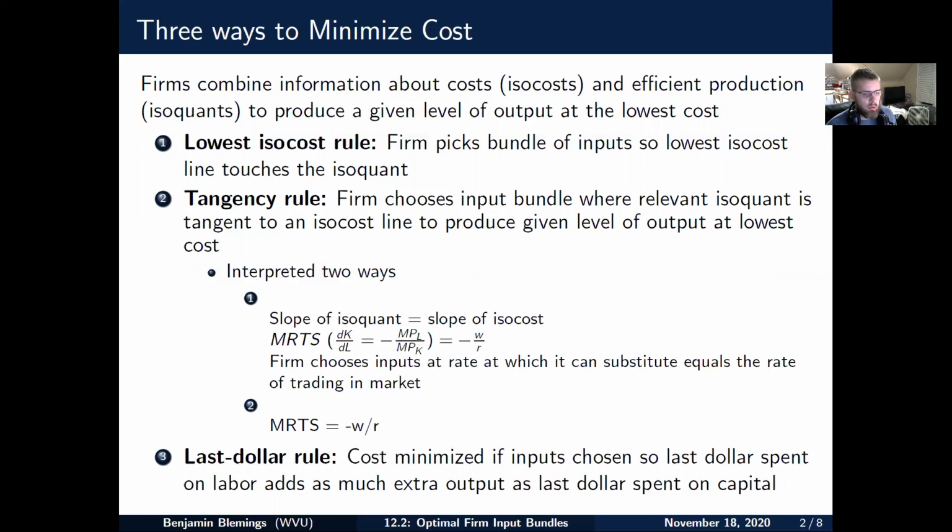And then finally, if we do some algebraic manipulation for the tangency rule, we can get to the last dollar rule, which basically says cost is minimized if the inputs are chosen so that the last dollar spent on labor has as much extra output as the last dollar spent on capital. So I'm going to walk through these and then do a quick example, and then we're done.